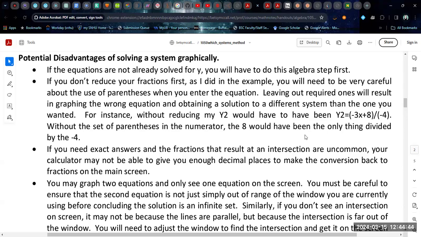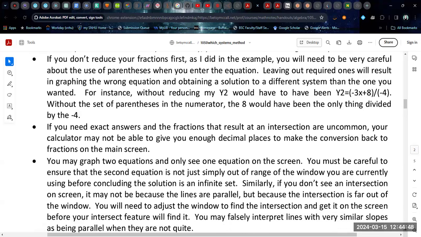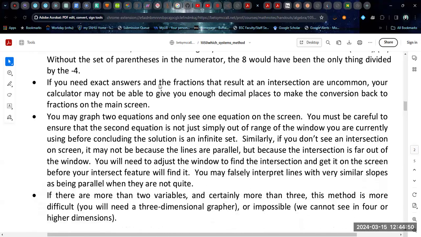And that would have given me the wrong line and therefore the wrong solution. If you need exact answers, the fractions that result at an intersection are typically uncommon, like if they're dividing by 19 or something, then your calculator may not be able to give you enough decimal places to make the conversion back to fractions by copying that decimal onto the main screen.